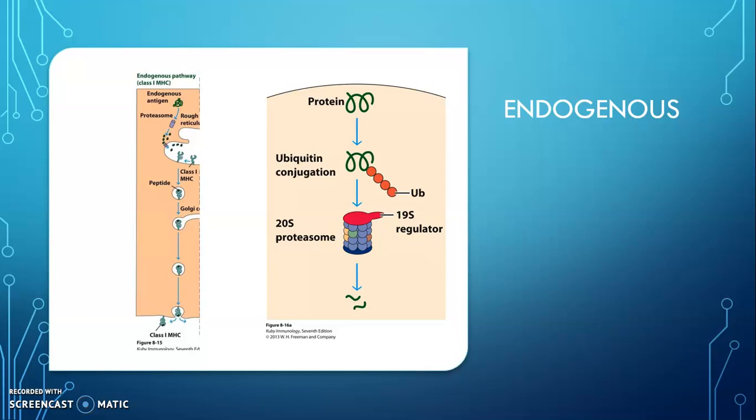The antigens are degraded by the proteasome. So this proteasome, as you can see right here, is linked to ubiquitin. So this breaks down the protein. This converts the proteins into smaller peptides.